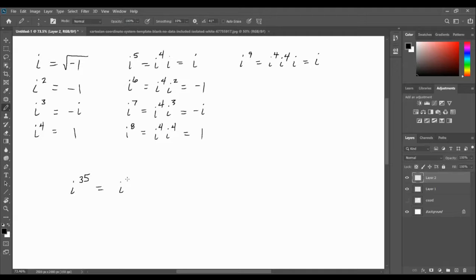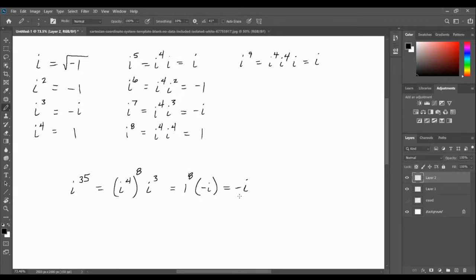That's like i to the 4th raised to the 8th power, because 4 times 8 is 32, and I'm left with a remainder of 3. i to the 4th is 1, so I've got 1 to the 8th power times i cubed. We've already said i cubed is negative i. So 1 to the 8th, which is 1, times negative i is negative i.